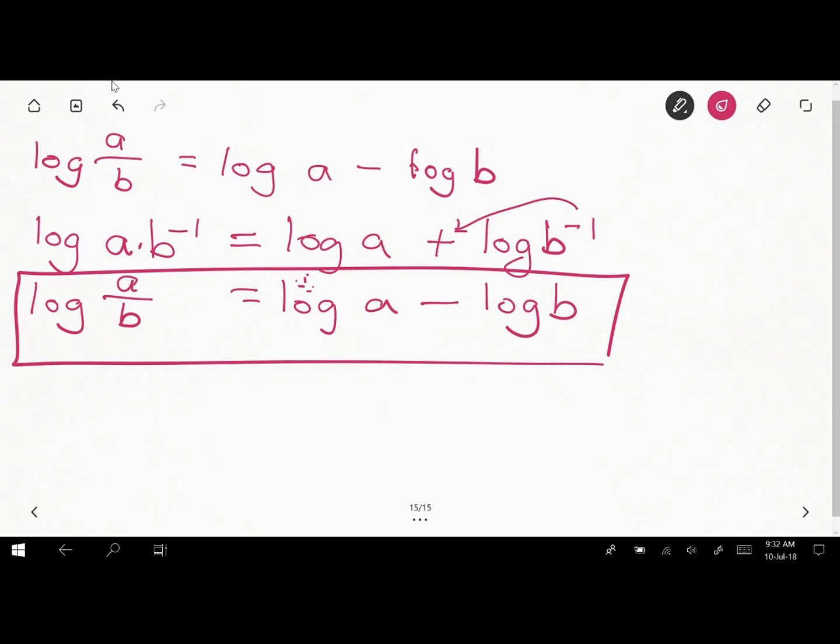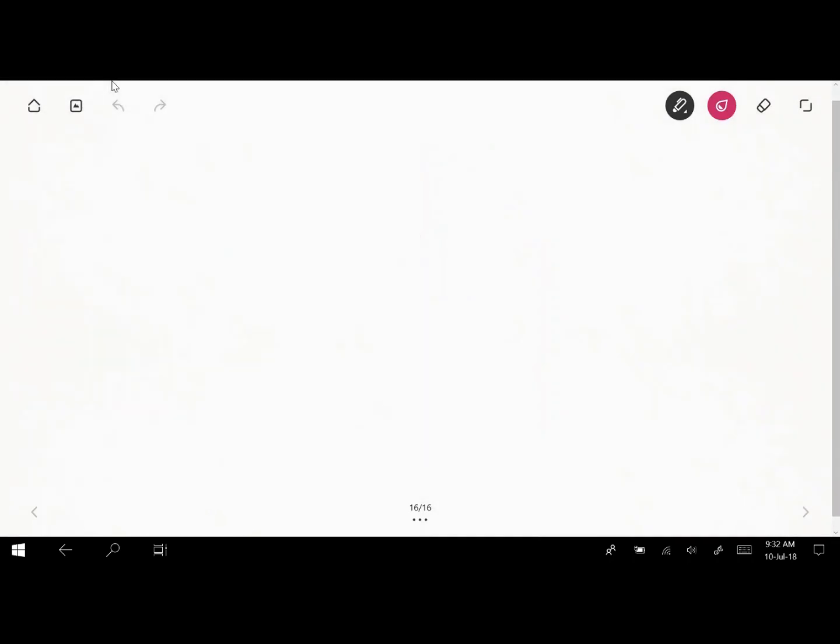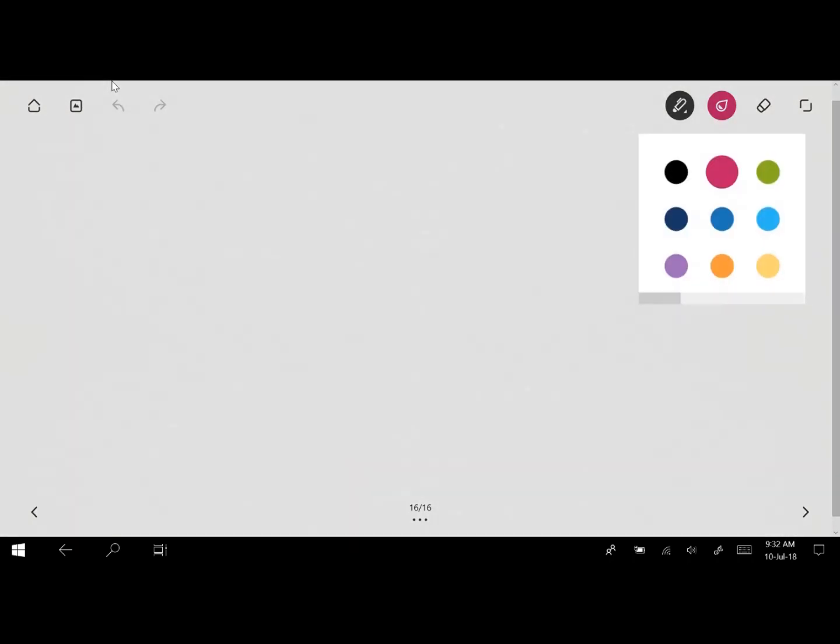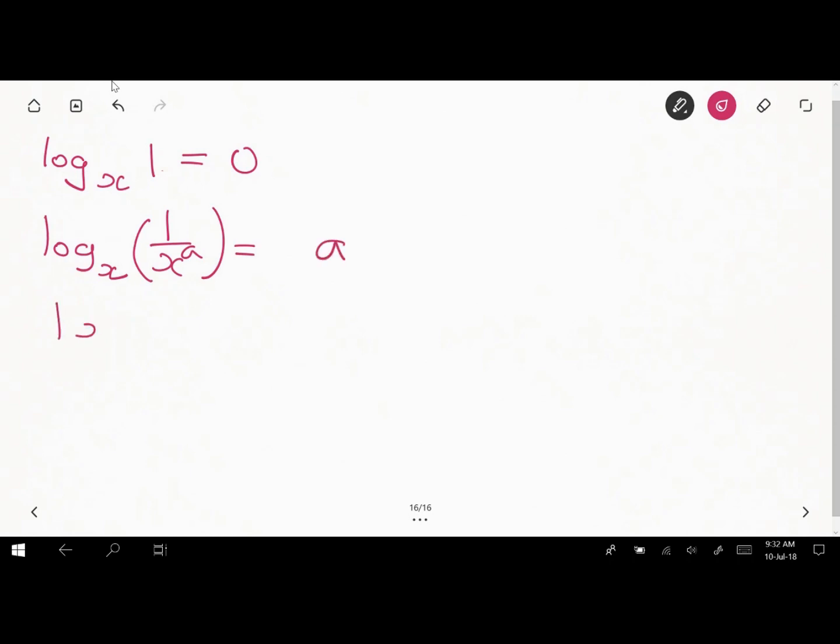So that's all the formulas that you need for logarithm. Let's do a quick summary on what we need to know. So far we need to know log x to the base x of 1 is equal to 0. Then we need to know log of 1 over x to the power a is equal to minus a log a.